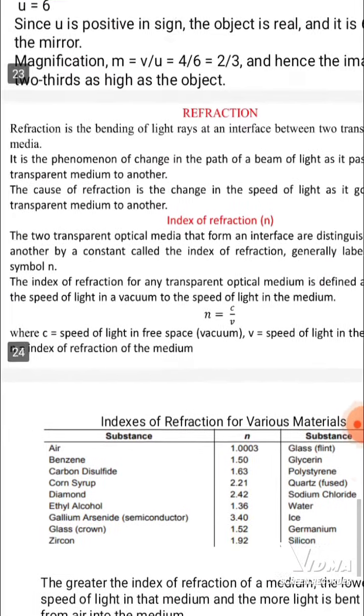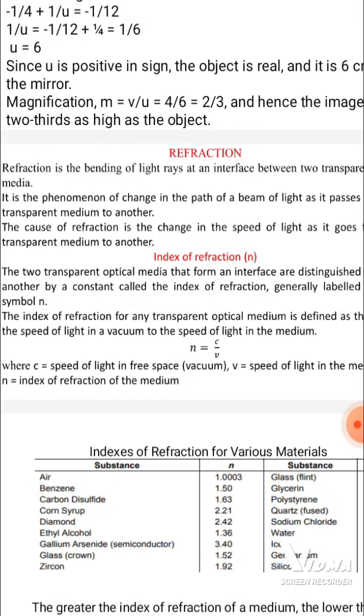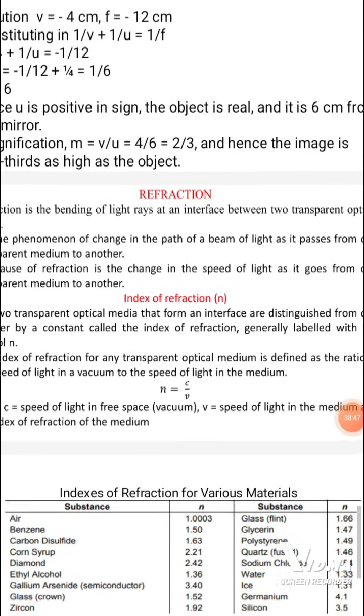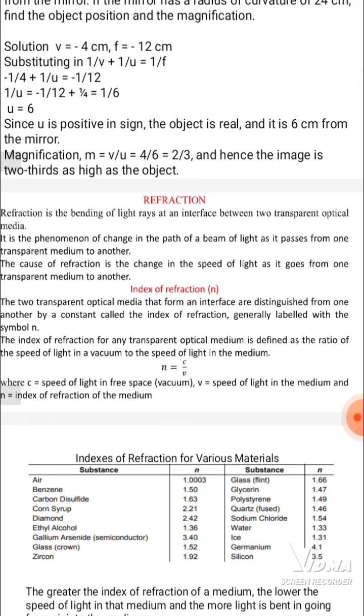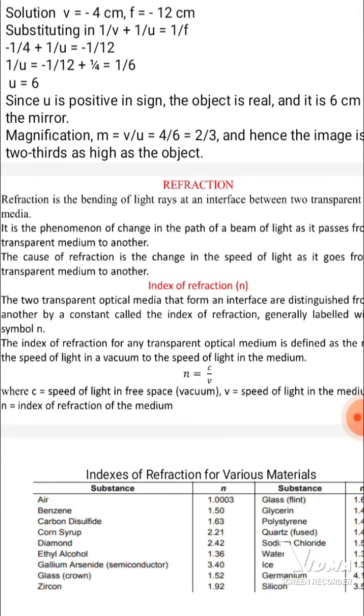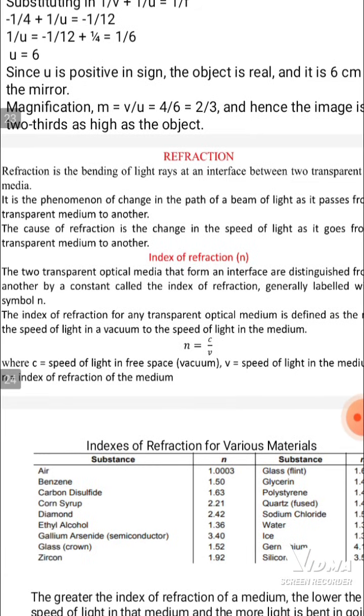We then talk of refraction. Refraction is another phenomenon when you are talking of light. Refraction is the bending of light rays at an interface between two transparent optical media. In other words, refraction is just the change in the direction of light after passing from one medium to another.